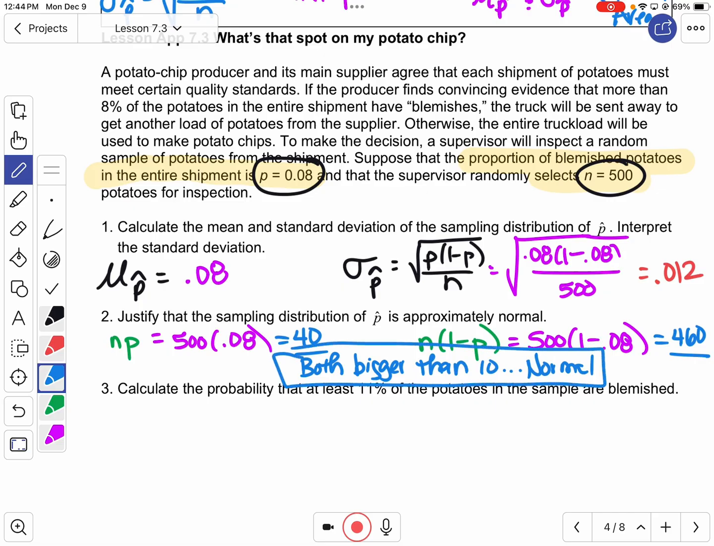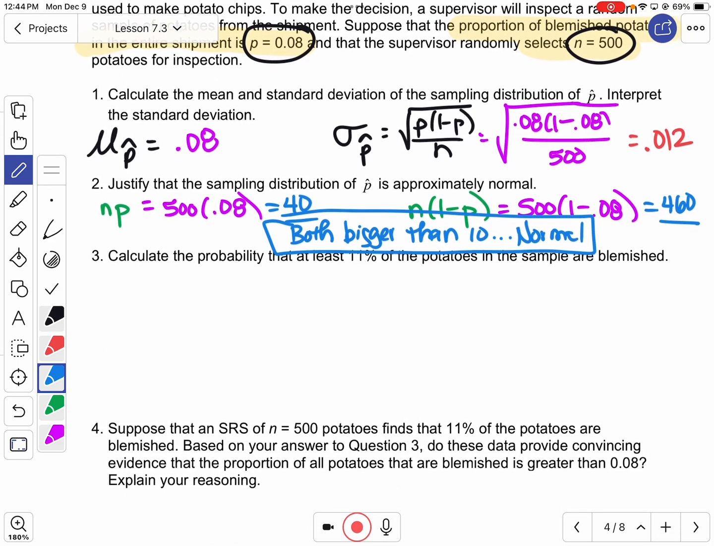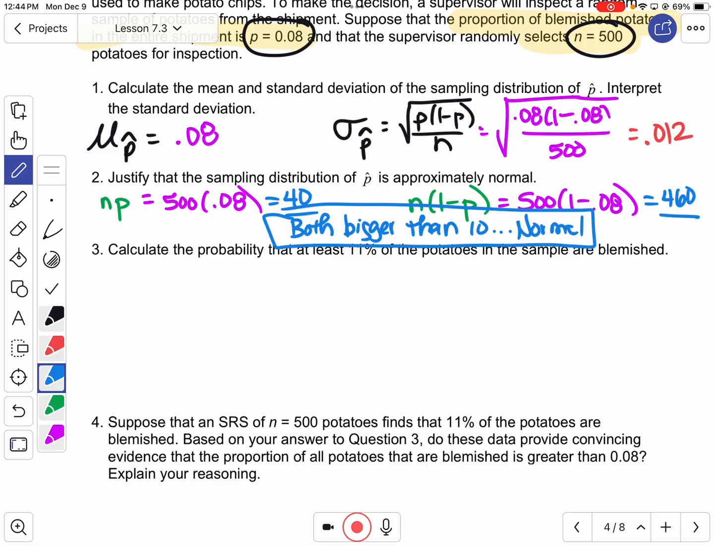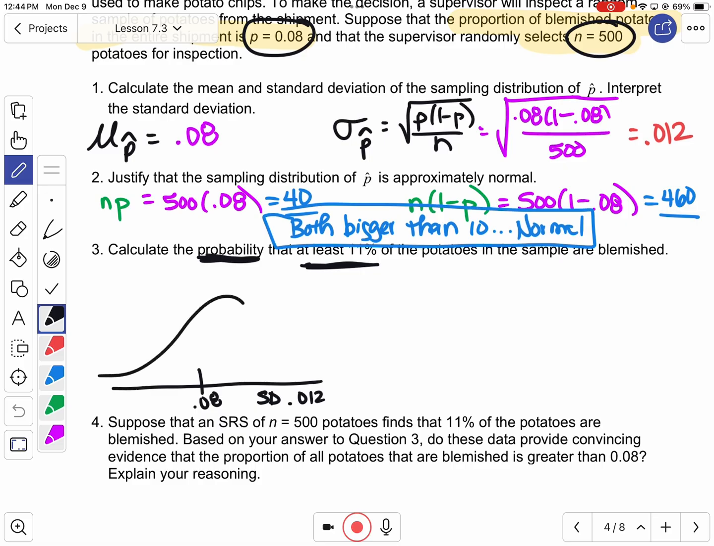As long as both of those things that we calculate are bigger than 10, then it's normal. Last thing. It says calculate the probability that at least 11% of the potatoes are blemished. If it ever says probability, we're going to the normal applet. When we go to the applet, we're going to put our mean in as 0.08, and our standard deviation is 0.012, and we're going to draw that.